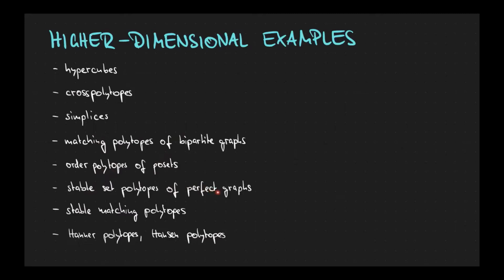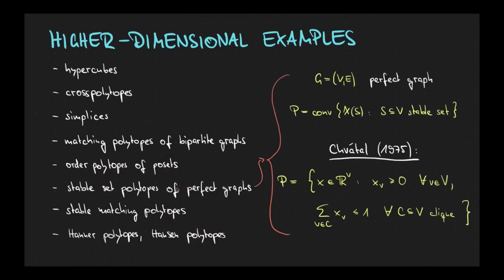My favorite two-level polytopes are stable set polytopes of perfect graphs. We will see that in a minute. Stable matching polytopes, if you know that, are two-level, and several other polytopes, Hanner polytopes, whatever. So let's get a rough idea why it is true that stable set polytopes of perfect graphs are two-level. That's actually very easy. So what is the stable set polytope? You take an undirected graph. Now what are the vertices of that polytope? You take every stable set in that graph, you look at the characteristic vector, and then you take the convex hull. That's the stable set polytope or independent set polytope.